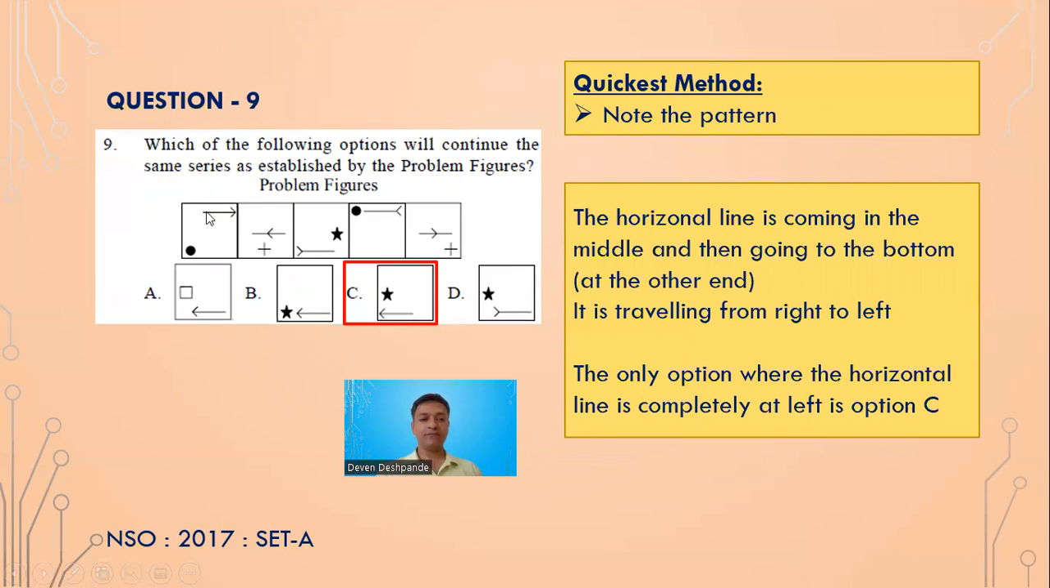Again, I'll explain this. Here it is at right, it is coming towards center, and then it is coming towards left at the bottom. Here it is at right, it is coming towards center, and in the final figure it will be somewhere towards the left, bottom left. So the only option is option C, where it is at the bottom left.